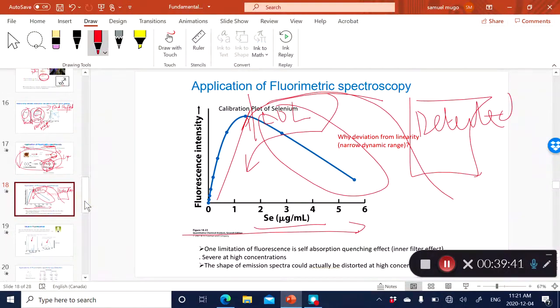So self-absorption is a common problem with fluorescence spectroscopy, which limits the dynamic range. Self-absorption is a big problem. Of course, you can see the solution to this problem is dilution. You can only analyze low concentration samples.